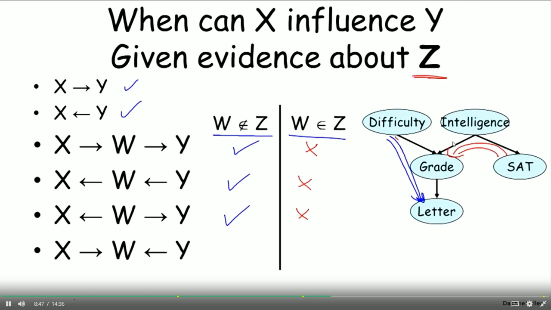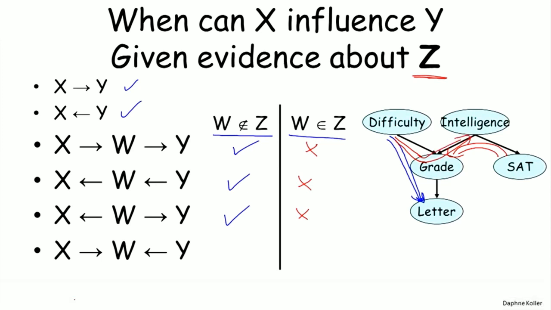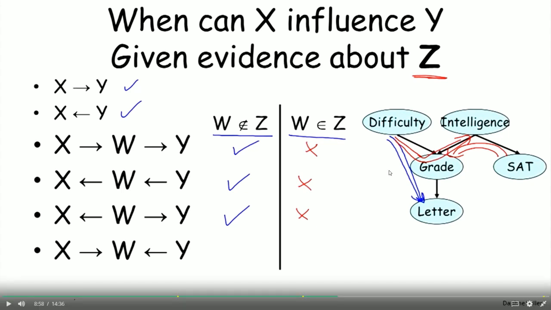So, for example, can difficulty influence intelligence by a grade? And if grade is observed, this is exactly the case that we've seen before. This is the case. Grade observed.